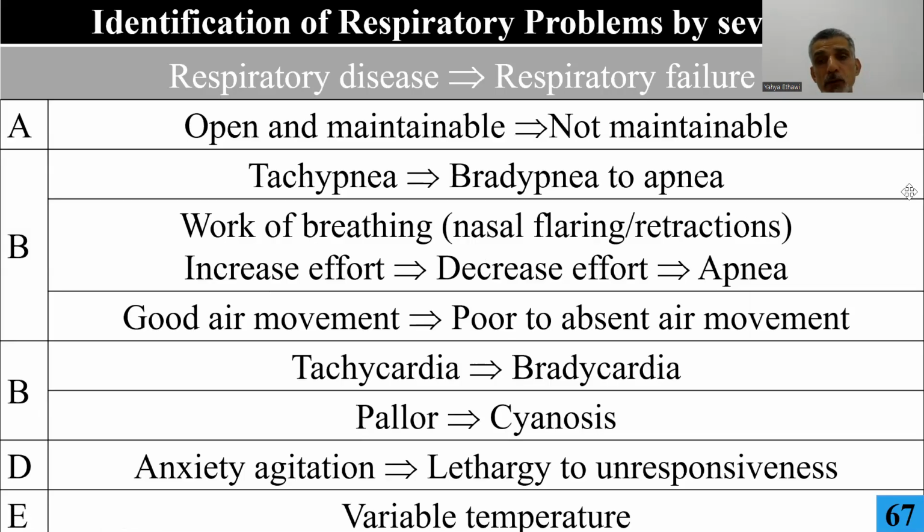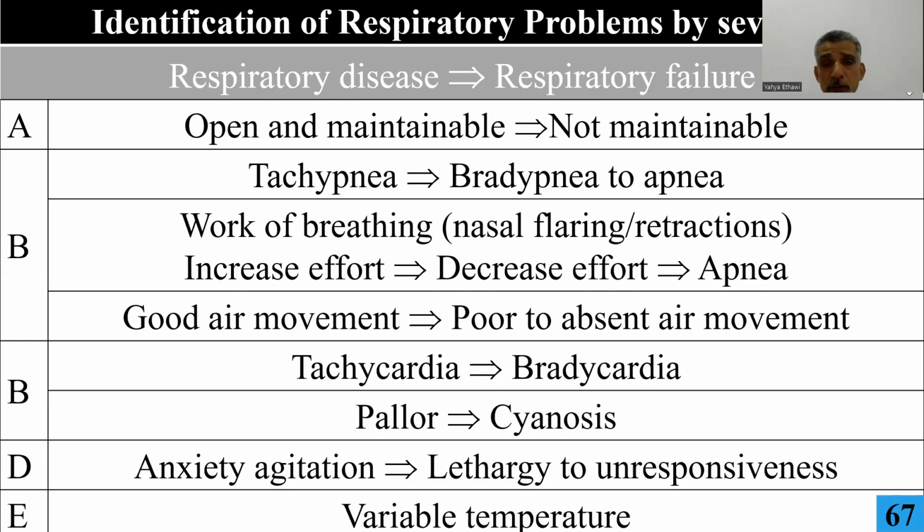Now, when and how does respiratory disease go to respiratory failure? When we have a respiratory disease, usually our airway is open or maintainable. Once we get respiratory failure due to airway problems, then usually the airway is not maintainable. When we have a breathing problem and it's respiratory disease, usually we have tachypnea. But when it's respiratory failure, usually we get bradypnea or apnea.